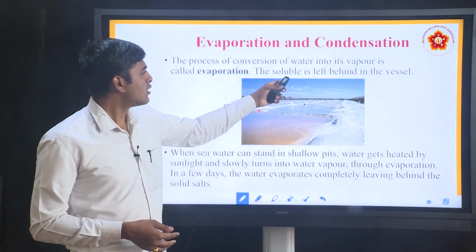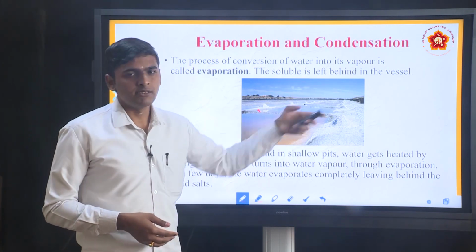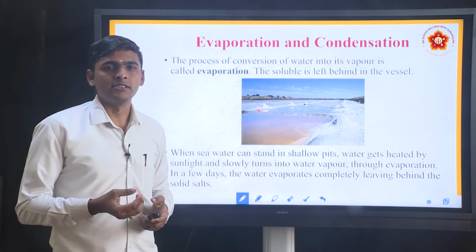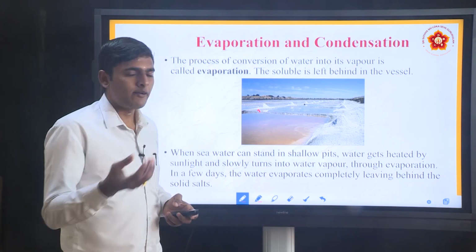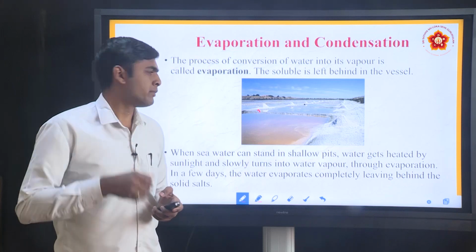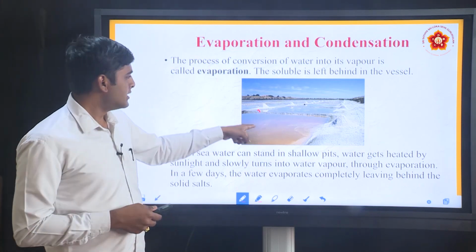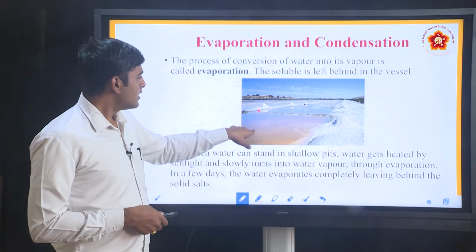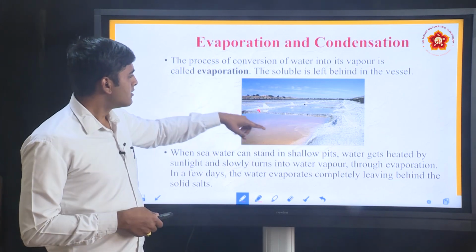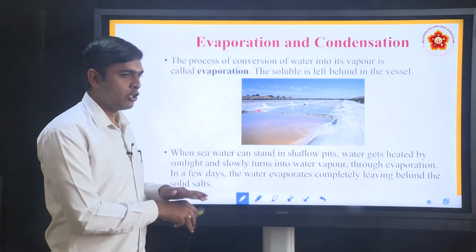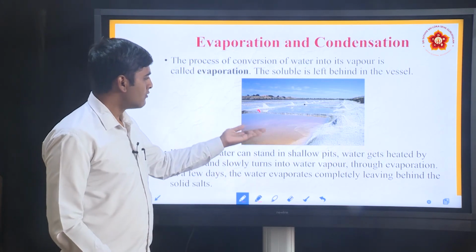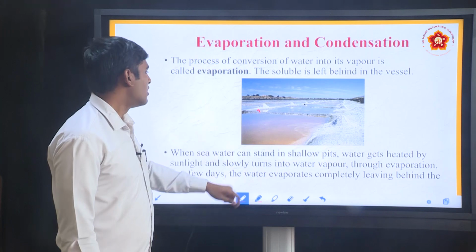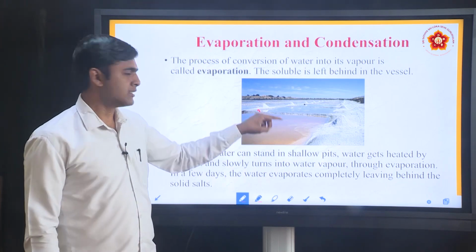There is use. The soluble is left behind in the vessels. The water has many contents in it, like salts or sugar. This soluble is left behind in the vessel when the water gets evaporated. So, you can see in the picture, in the area they have collected sea water in shallow pits. Shallow pits are not very deep, they are very shallow and the water will just be on the ground, and that water gets heated by the sun.